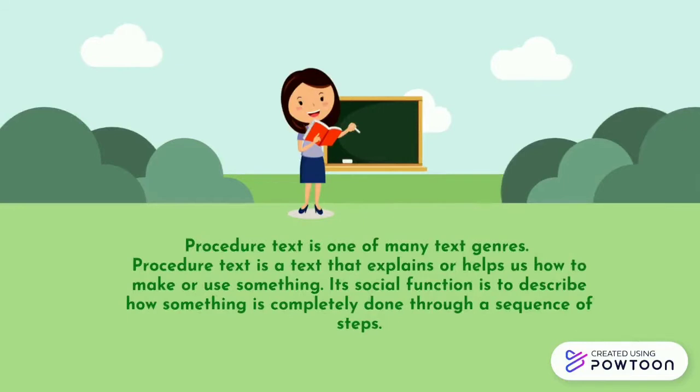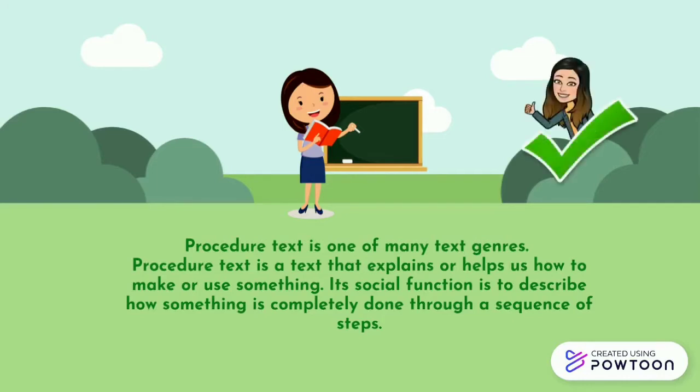So, procedure text is one of many text genres. Procedure text is a text that explains or helps us how to make or use something. Its social function is to describe how something is completely done through a sequence of steps. For example, it is like a recipe. I will give you an example, a recipe.